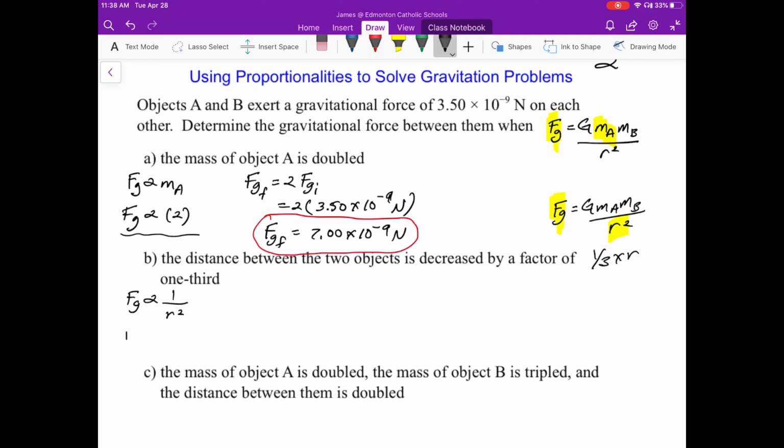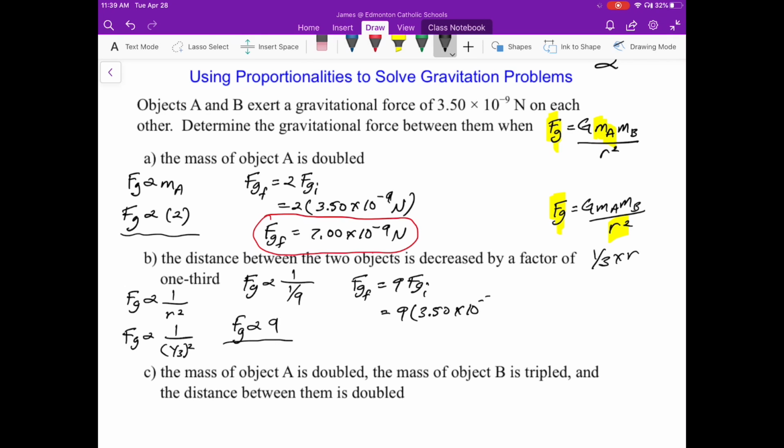So what we do is we plug in 1/3 on the denominator there. So we get, well, let's see, 1/3 squared is 1/9, and the reciprocal of 1/9 is obviously 9. So that means then that the gravitational force is increased by a factor of 9. So 9 times 3.5 times 10 to the negative 9 newtons.